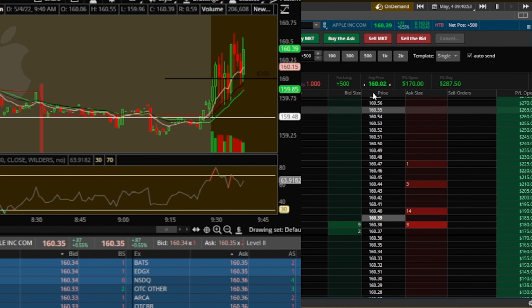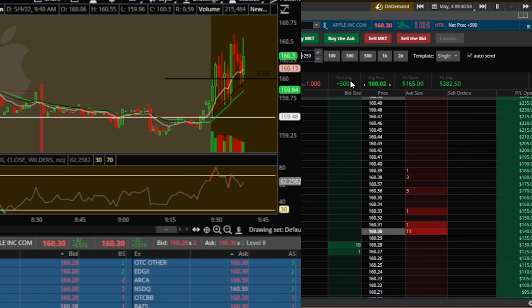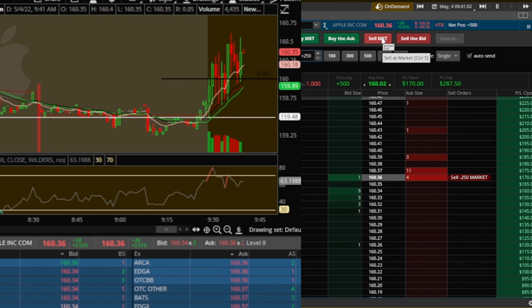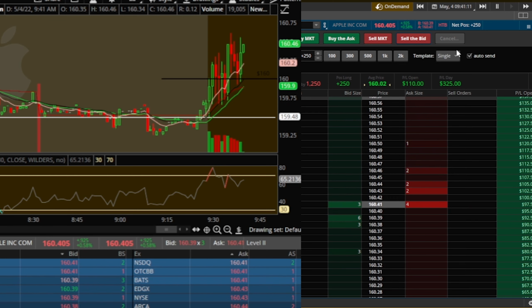So, let's say we want to sell half our position. We're in the green a little here. We can sell the bid here. Bids are nice. We'll sell right there. Okay, we sold half our position.